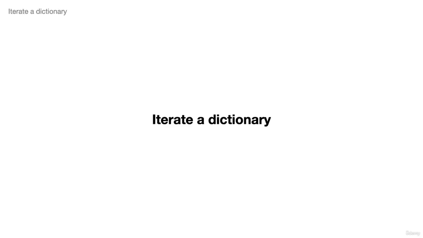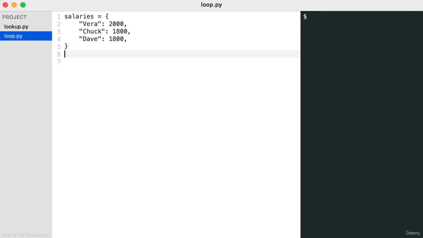Lists and tuples can be iterated. Although dictionaries are commonly used for lookup purposes, you can also loop through them. Let me show you. Here is the example with the salaries again. I loop through the dictionary. What do you think is printed? As you can see, the dictionary keys are printed.